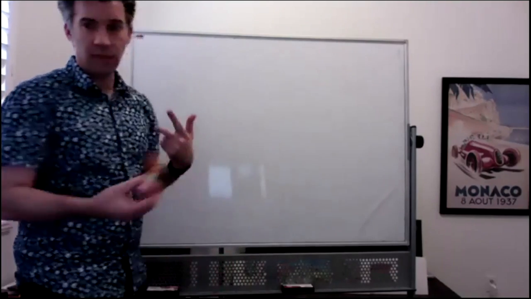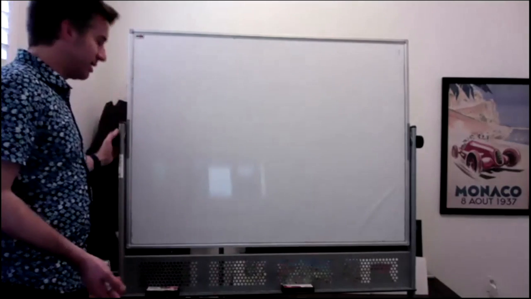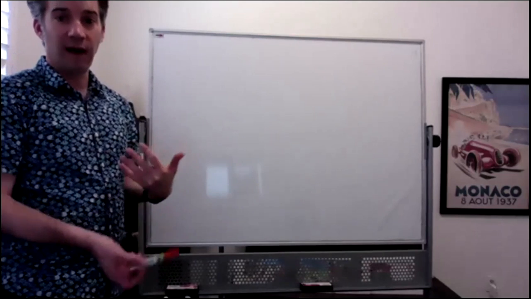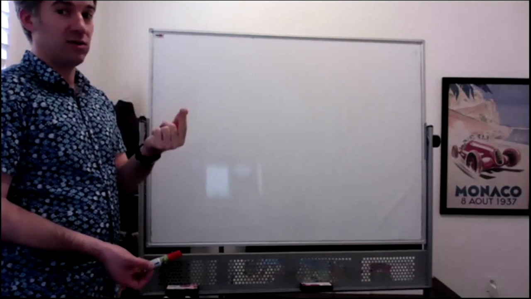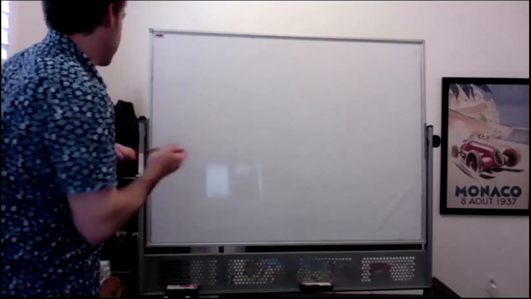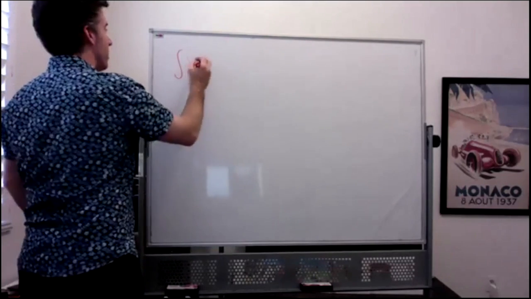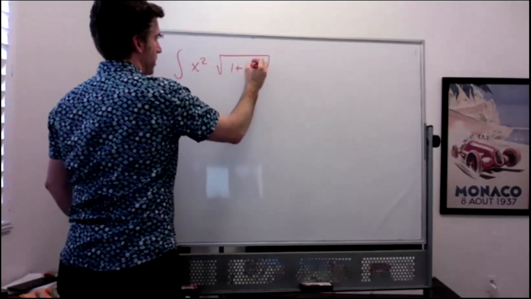All right. So again, let me reiterate that when you're thinking you might want to do a u substitution for your integral, you're trying to find a choice for u such that the derivative of that choice is also in your integral. So for example, we could look at the integral of x squared times the square root of 1 plus x cubed.